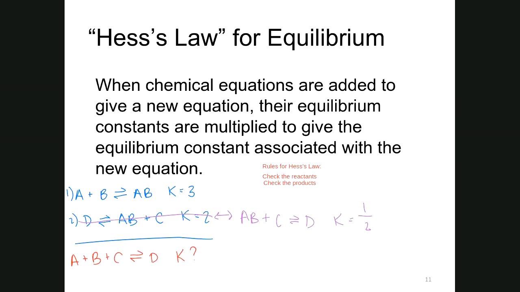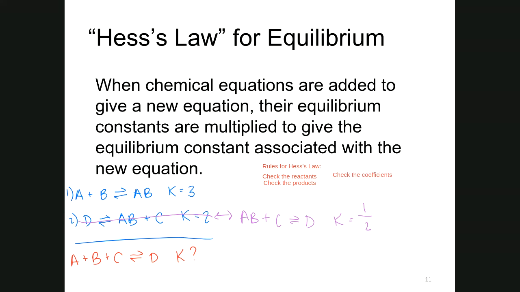So we do the same thing. In our overall reaction, we want D to be the product. And now that we've reversed our second reaction, we do have D as a product. So that's all good. So now our reactants are in the correct spot and our products are in the correct spot. Next, what you would do is check the coefficients.